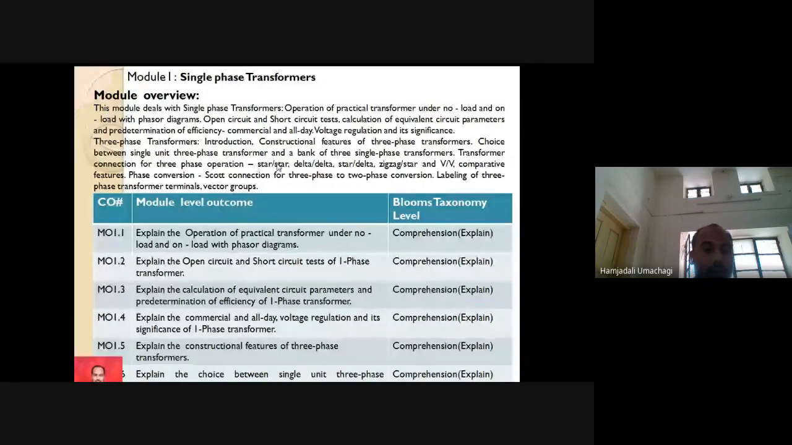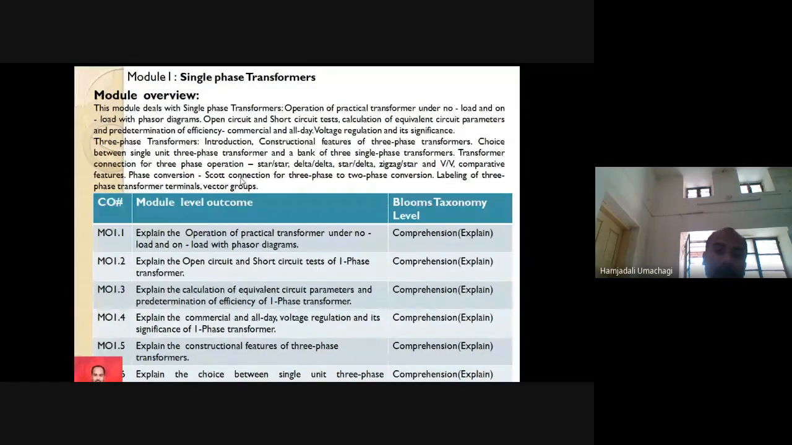Means already we are having star star, delta delta, star delta. Apart from that, you need to convert a three phase supply to two phase supply. So in that case, we are going to study another special type of connection, which we call the Scott connection. What will this Scott connection do? It will convert three phase power supply into two single phase power supply. Okay, fine.